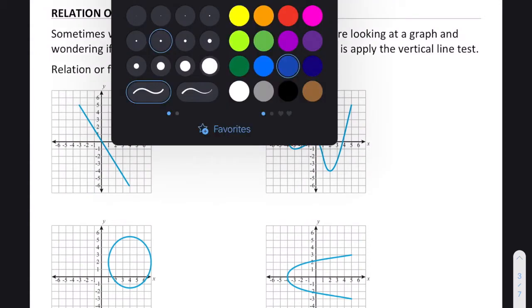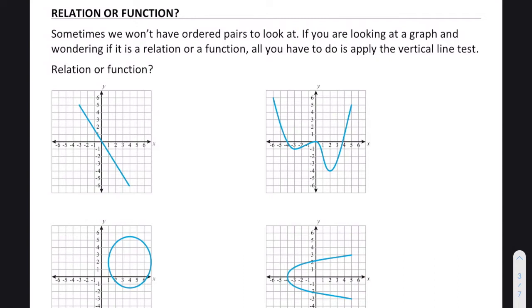So all we have to do is draw a vertical line, and so you can imagine we have this vertical line here, and if we slide that vertical line back and forth all across our blue line that we have on here, you'll notice that it only touches that blue line at one point at a time. And if it only touches that blue line at one point at a time, that means that this is a function.